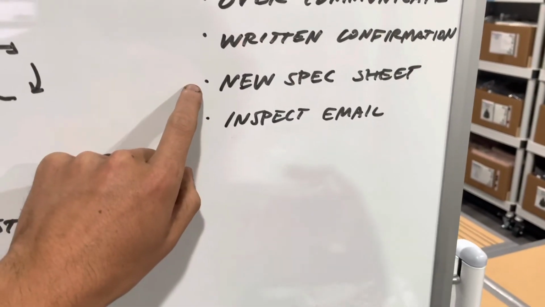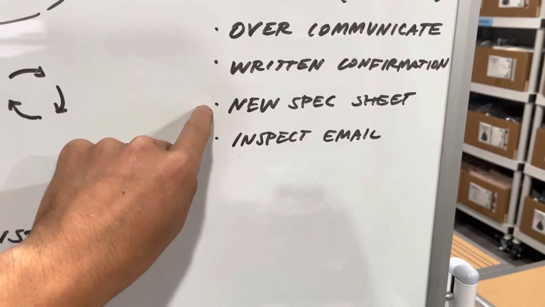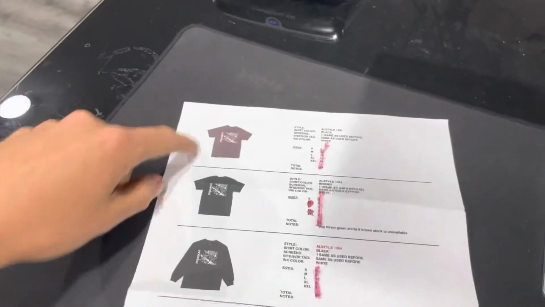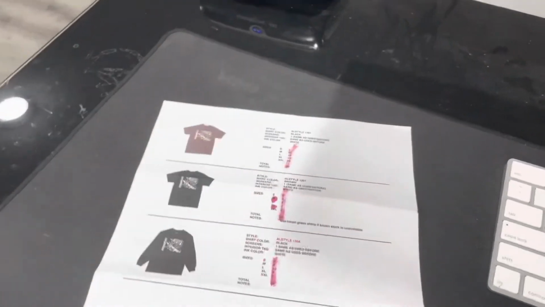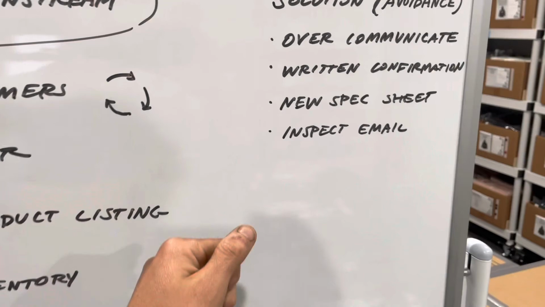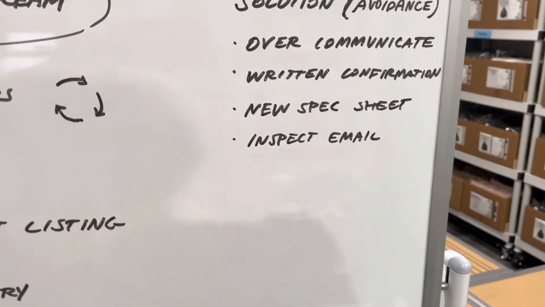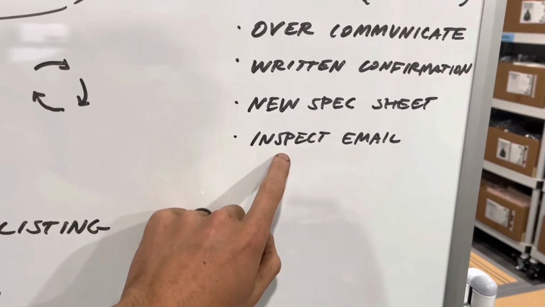What I should have done, and maybe I'm going to do this now, is just send a new spec sheet. So if we decided that we're going to use a different shirt, I should have made a new one of these and just switch the colors and the text right here. That would have made it more clear. And also what that does is that it makes it so if there's a problem, it's more on their side than your side. And then inspect the email.